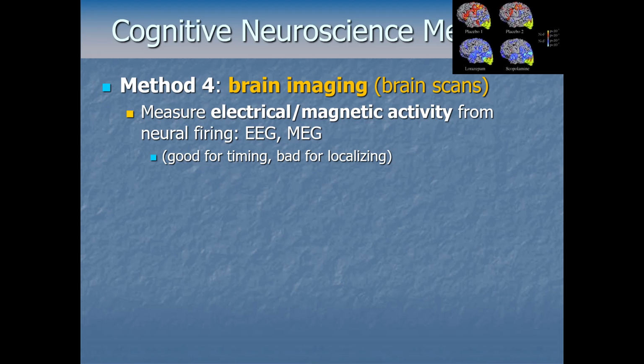But one thing to note about methods that measure electrical and magnetic activity is that this tends to have really good temporal resolution, meaning we get accurate info about the timing of when neurons fired, but it may be more limited in spatial resolution, meaning it's not as good for localizing exactly where in the brain the activity happened.